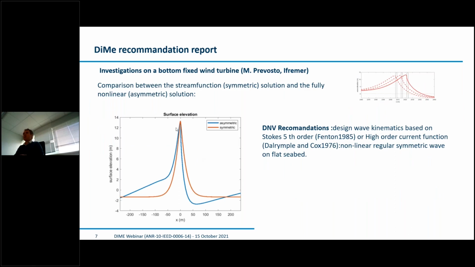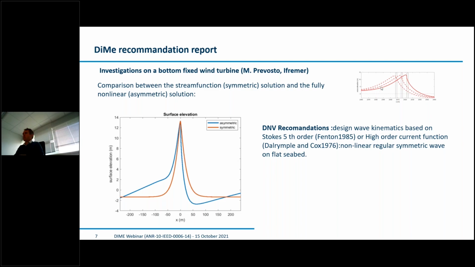So first we will be comparing the shape of the 2 waves that we are considering. The first one is following the DNV recommendation. So it's a nonlinear regular symmetric wave on a flat seabed, which is shown in red. You can see here that you have this peak shape, which is symmetric, front face and back face. And the blue line is the asymmetric solution that we show.